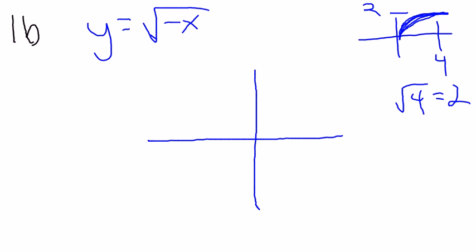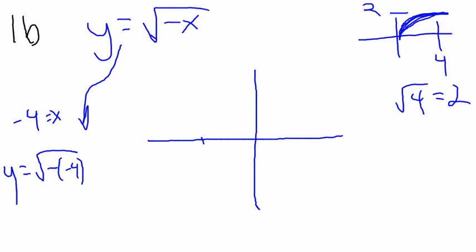So here I've got root negative x, which I can't root a negative number, but if I plug in a negative 4 for x, so if I let x equal negative 4 and plug it into this, I get y equals root of negative negative 4. So I get a double negative there, which means I get the root of a positive 4, which is 2. So that tells me that the point (-4, 2), like that, shows up on my graph.